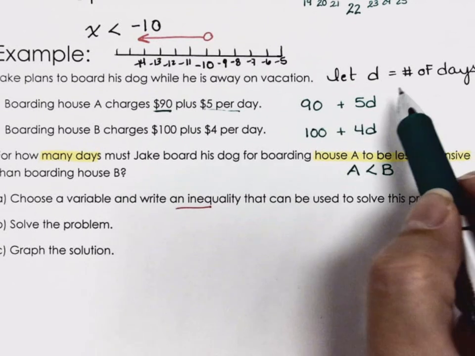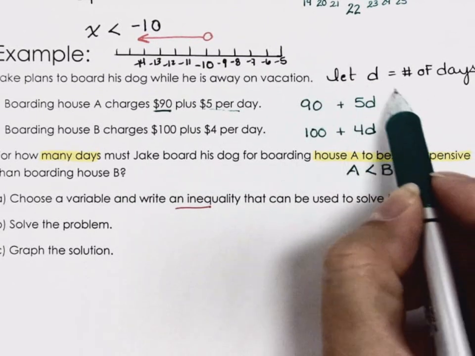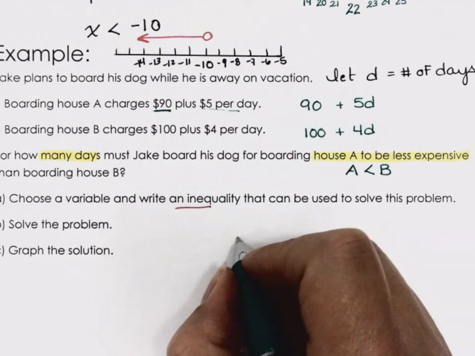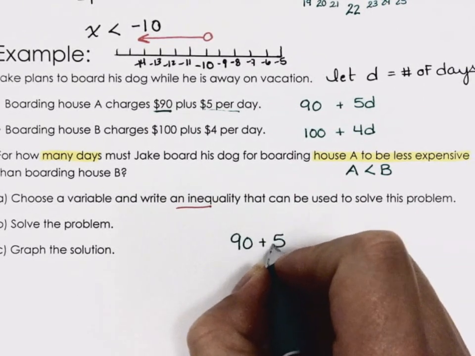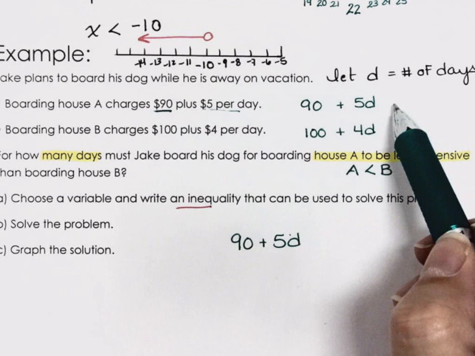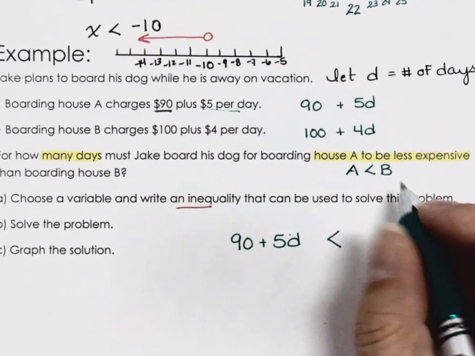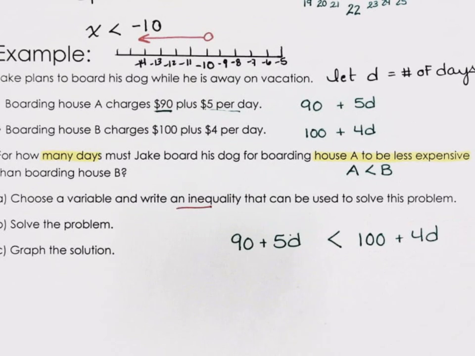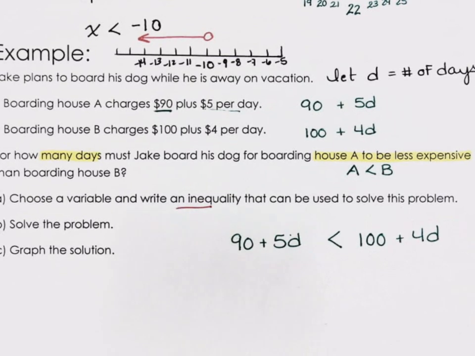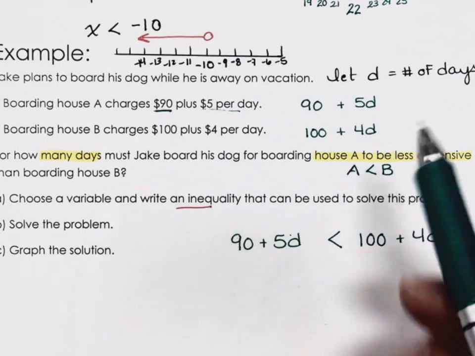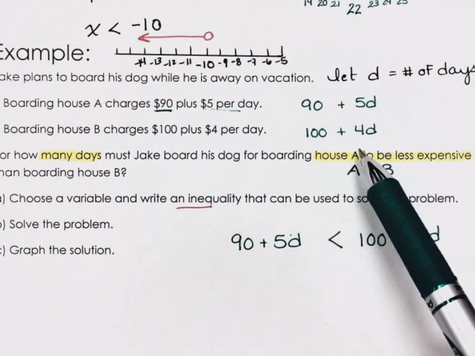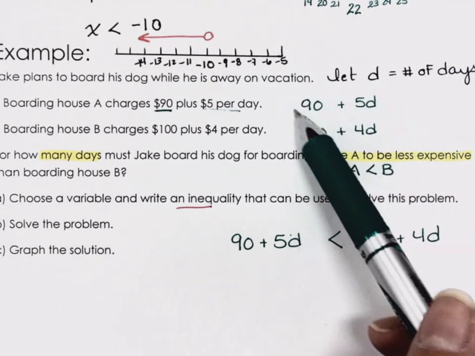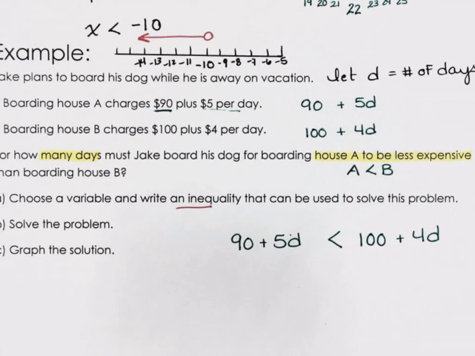So what we know is we have an expression for A. So we're going to take 90 plus 5D, because that is our expression for A. And it has to be less than the expression for B. What's the difference between an expression and an equation? Do you guys remember? An equation has an equal sign. So these ones, notice I didn't put any equal signs in them. That's why I'm referring to them as expressions, because they don't have an equal sign.